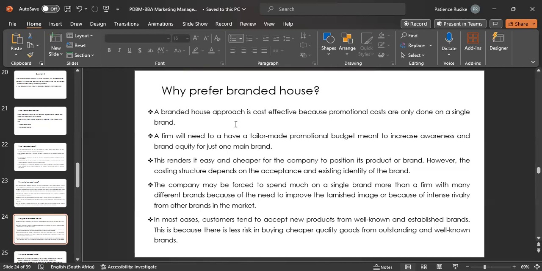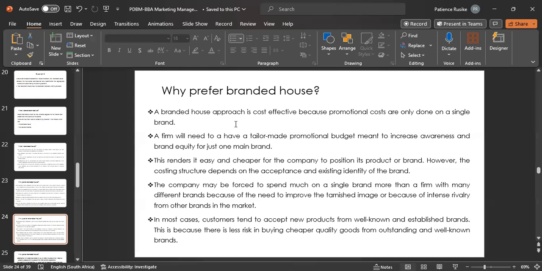In most cases, customers tend to accept products from well-known and established brands. This is because there's less risk in buying goods from outstanding and well-known brands. So the fact that Apple is well-known, even if it produces another product that is completely new, even if they want to produce cars, because Apple is associated with quality, people are tempted to buy that car because they believe that Apple is a quality producer. So that's also one of the advantages of using one brand name.